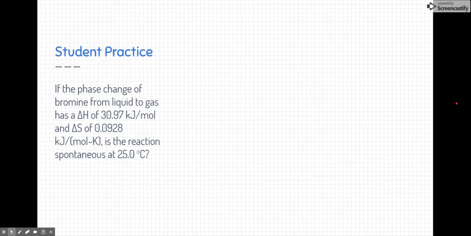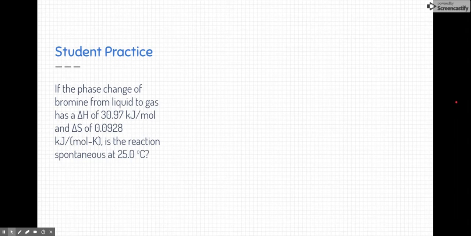All right, here's a student practice. You should pause this video right now and see if you can figure this out all on your own. Don't forget to plug and chug the values where they need to go. You might need to change things according to their units. Like for example, in this case, we want to change Celsius into Kelvin. All right, pause the video.